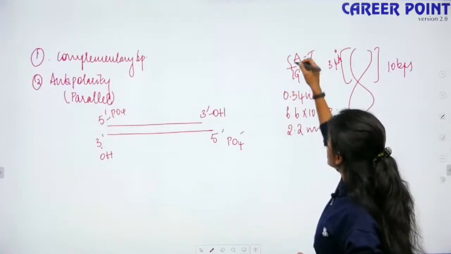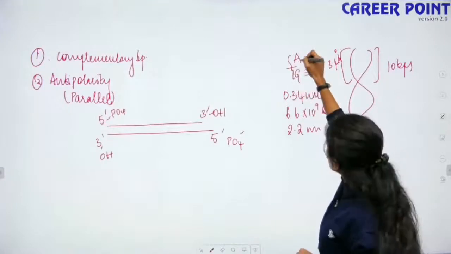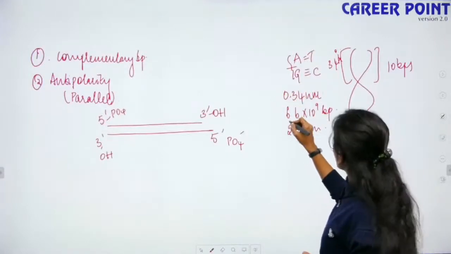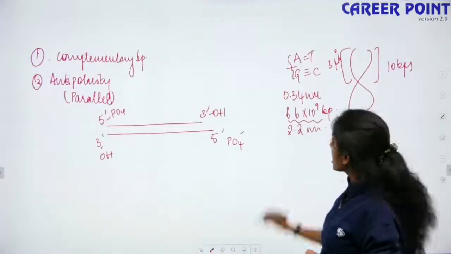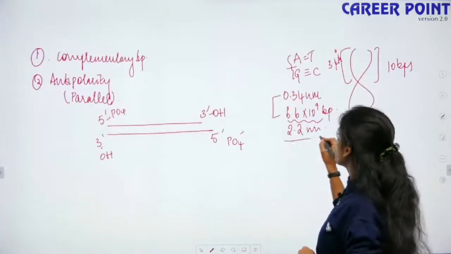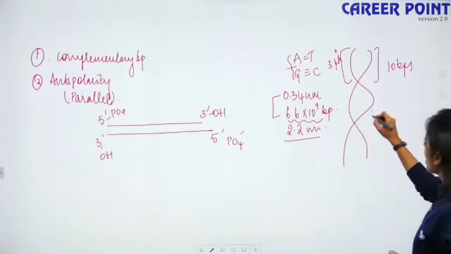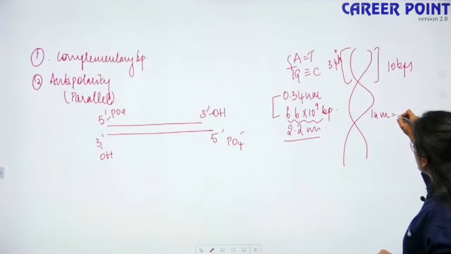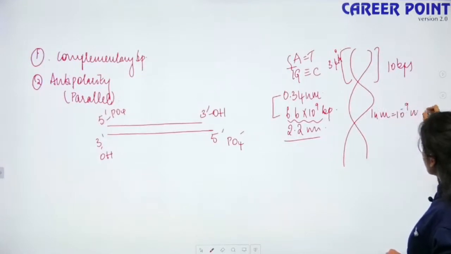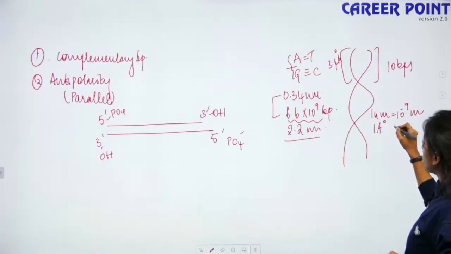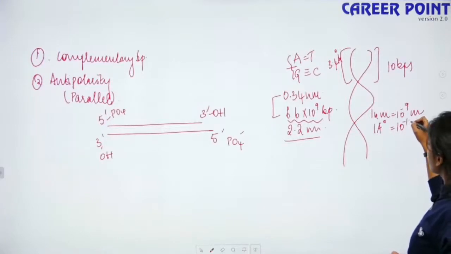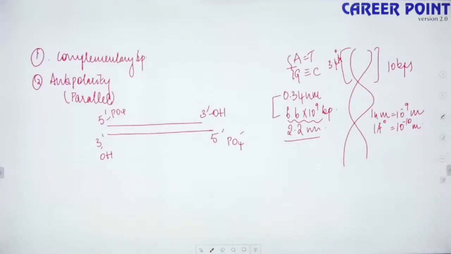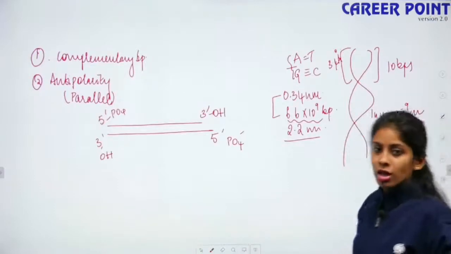So this is the distance between 2 nucleotides. So totally we have so many nucleotides. So this into this gives you 2.2 meter. So 1 nanometer is equal to 10 to the power minus 9 meter. 1 Angstrom is 1 into 10 to the power minus 10 meter. Okay, so please remember all this. Clear? Yes?